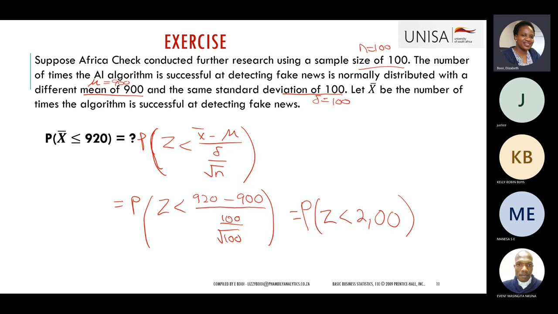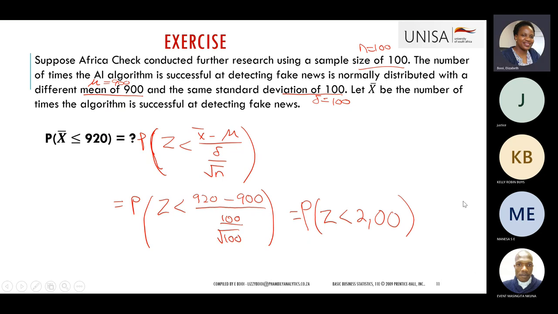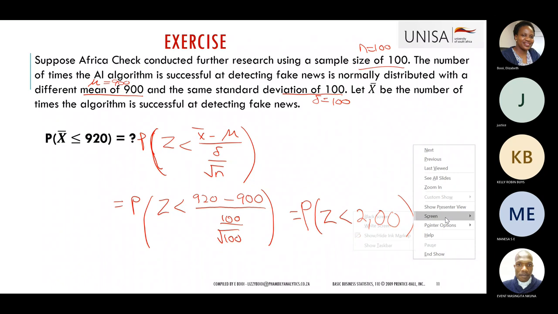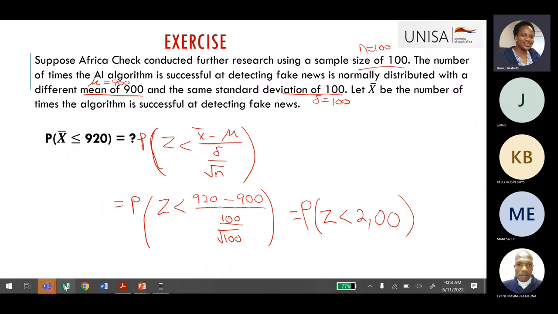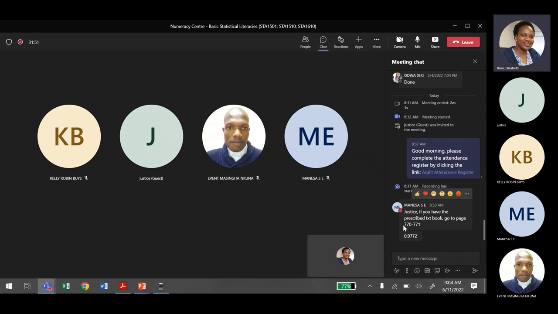Justice, they say on your study guide, you must go to page 770 to 771. That's where you will find the table. My screen is acting up today, I don't know why. Maybe I need to restart.